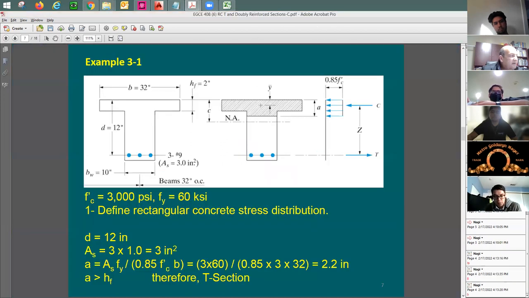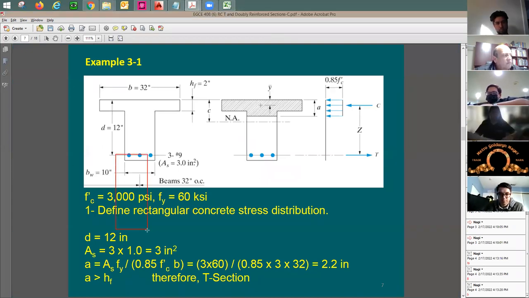An example is gonna make it clear, I hope. In this example here, they give me the width of the flange is gonna be 32 inches, slab thickness only 2 inches, it's very thin. The depth also is given as 12 inches. Web width is gonna be 10 inches here. You have 3 number 9 for the tension rebars, which means AS is gonna be 3 square inches. This is all the information given to me, the data.